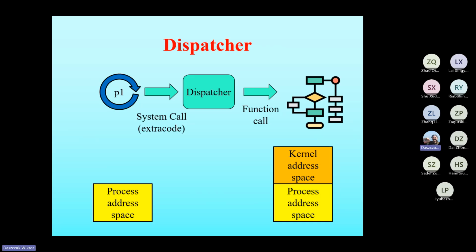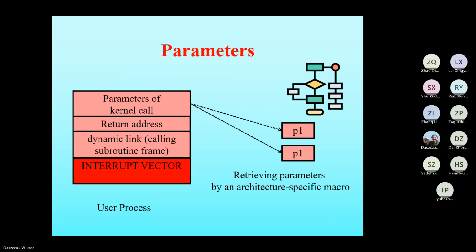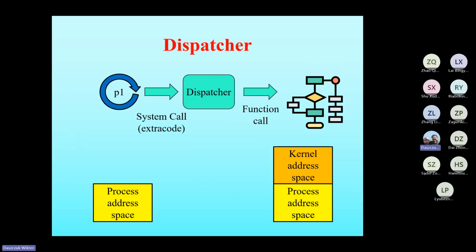After the syscall, we have all parameters in the process address space. The dispatcher chooses the function call, and it has accessible both the process address space and the kernel address space, which is not accessible to the process. But to the kernel, it is available. So the parameters of the kernel call are somewhere in the user process, somewhere here. They point to this area.